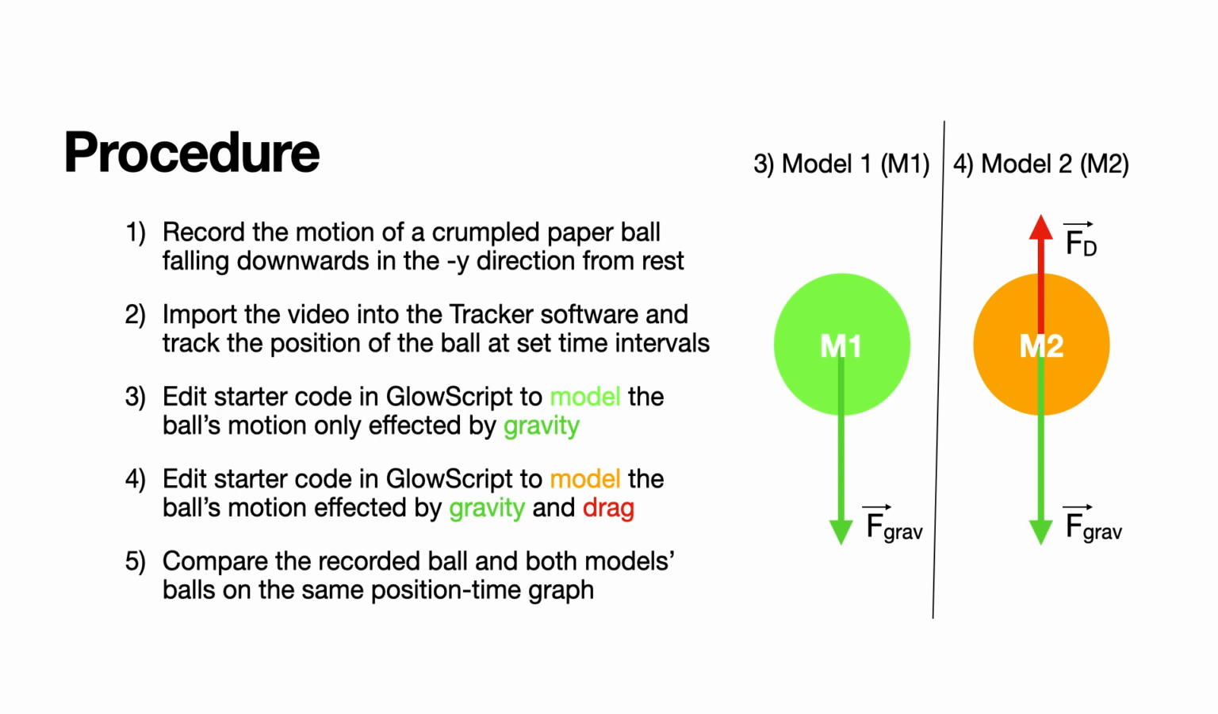First, I will record the motion of a crumpled paper ball falling downwards in the negative y direction. Second, I will import the video into the tracker software and track the position of the ball at set time intervals. Third, I will edit starter code in GlowScript to model the ball's motion only affected by gravity. I will repeat that step in step 4 to model the ball's motion affected by both gravity and drag. Fifth, I will compare the recorded ball and both models' balls on the same position time graph.